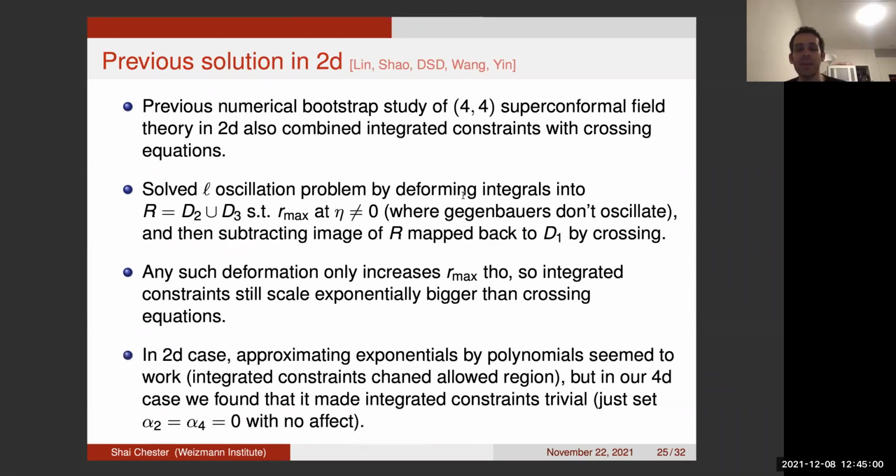Well, in the 2D case, they did something, I guess, very simple-minded, but nonetheless it seemed to work, which is that they simply just approximated an exponential by a polynomial. That sounds kind of crazy, but apparently it worked in their case. It worked in the sense that they were able to have sensitivity to their integrated constraints. On the other hand, it just didn't work in our case. When I tried doing that for 3 years, I kept getting trivial results. So I was getting no dependence on the integrated constraints. And I can also comment that I've tried analogous problems in 3D, and it also didn't work when you try to just approximate this exponential by a polynomial.